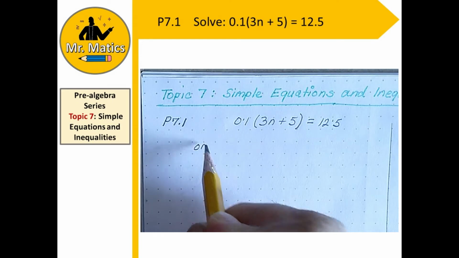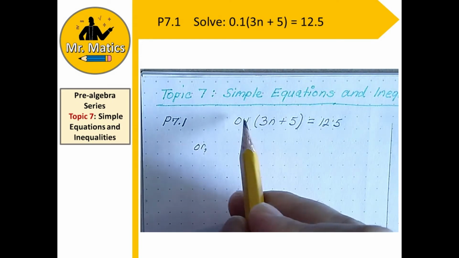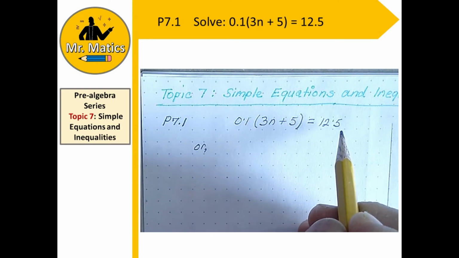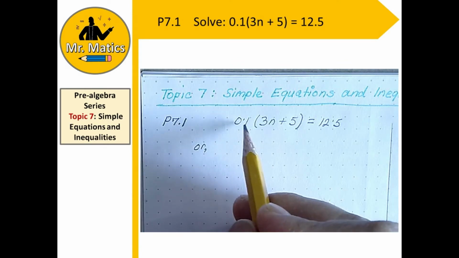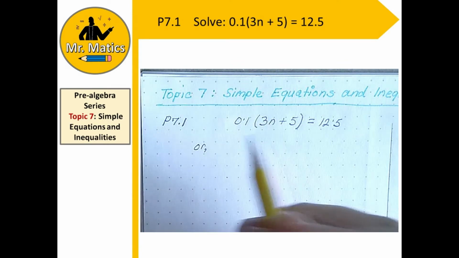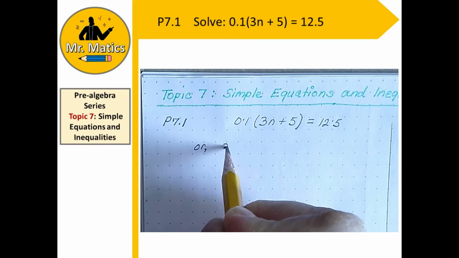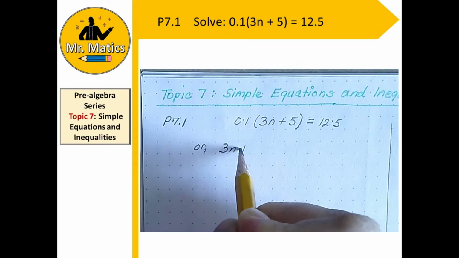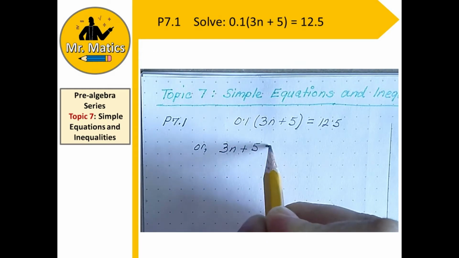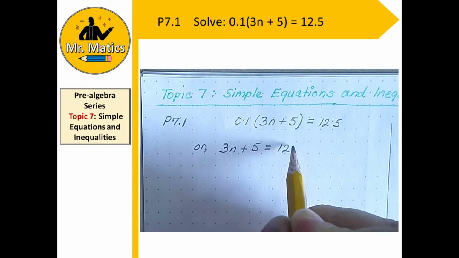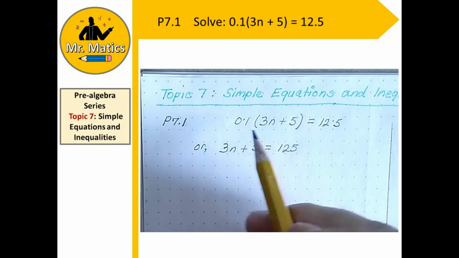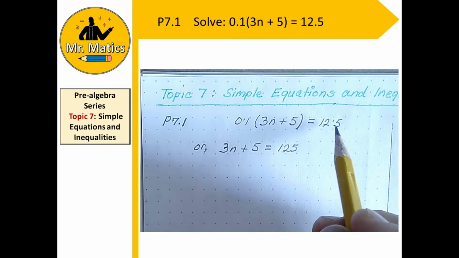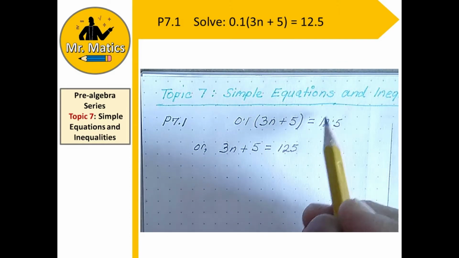Or, multiplying both sides by 0.1, or rather multiplying both sides by 10, we get 3n plus 5 equals 125. So if I multiply this by 10, this becomes 1. If I multiply this by 10, this becomes 125.